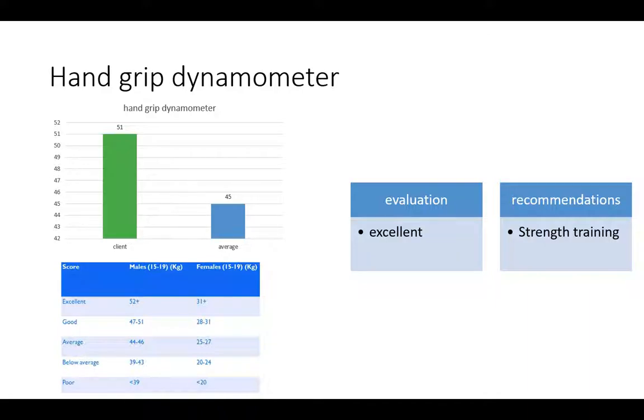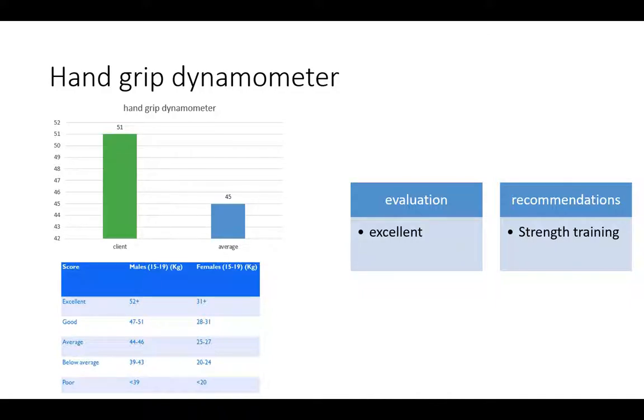On the hand grip dynamometer test, the client scored 51, which is good for a male their age, almost excellent, and with a little strength training they will be able to get in the excellent zone for strength. Strength isn't one of the main components needed for netball, but nonetheless is useful and needed in some ways.